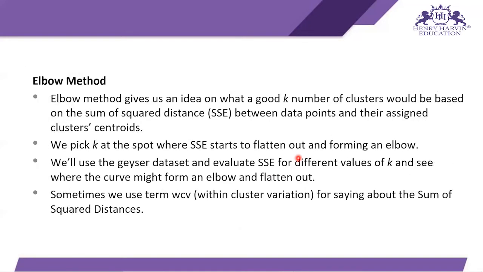The elbow method gives us an idea of what a good number of clusters would be, based on the sum of squared distances, SSE, between data points and their assigned cluster centroids. We pick K at the spot where the SSE starts to flatten out, forming an elbow. We will use the geyser dataset and evaluate SSE for different values of K and see where the curve might form an elbow and flatten out. Sometimes we use the term WCV, within-cluster variation, for the sum of squared distances.